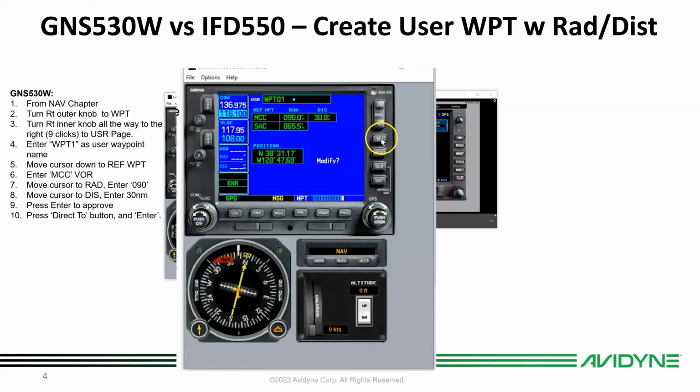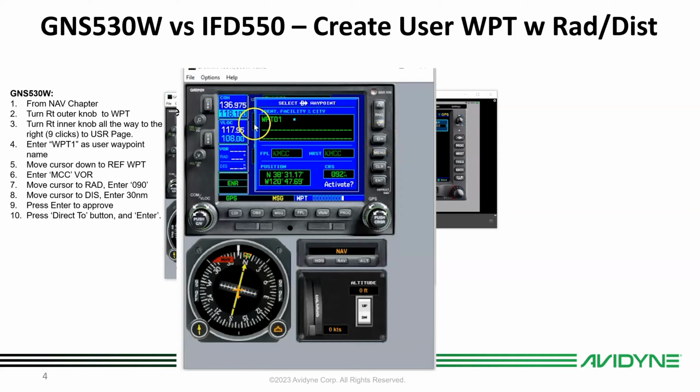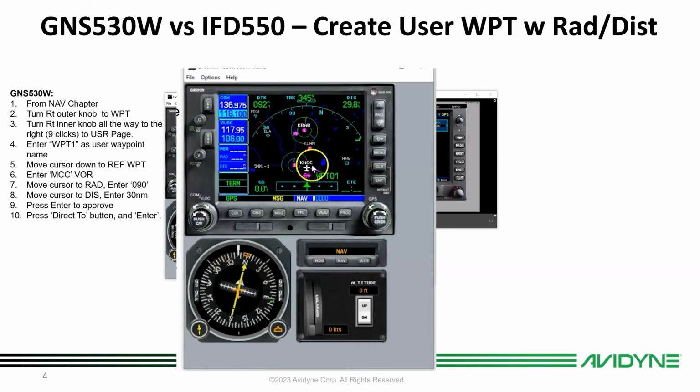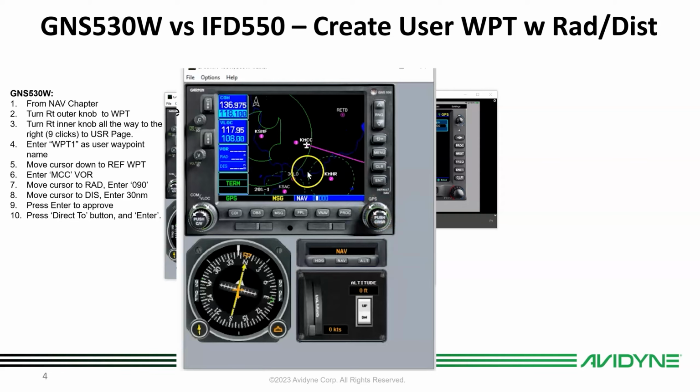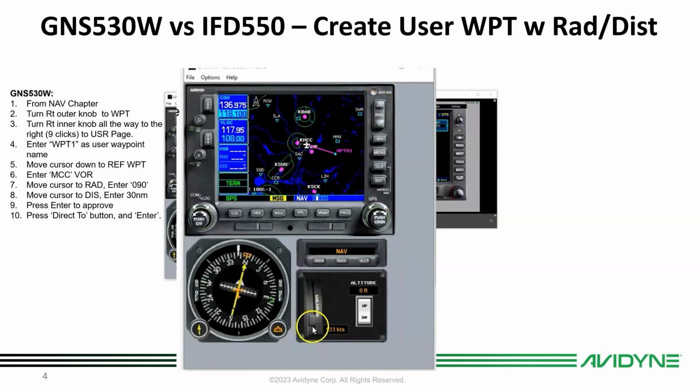Now let's hit direct to. Now we're going to fly direct to waypoint 1, enter, and activate. And now you can see from our map page, if we go to map page 2, there we are in the center, and now we're flying outbound. If I range out, there's waypoint 1 right there. And then if we zip away, we can take off and fly that.